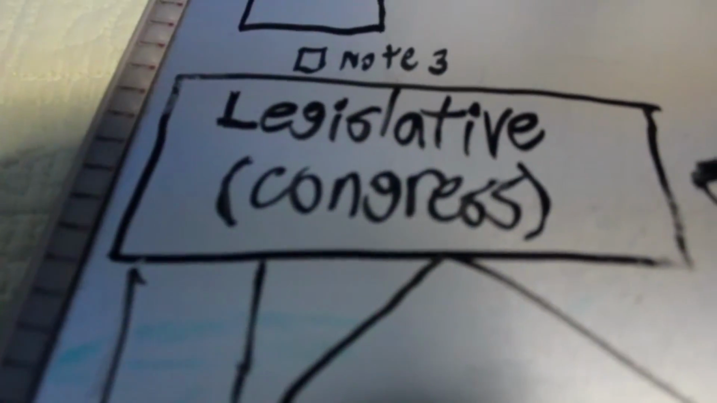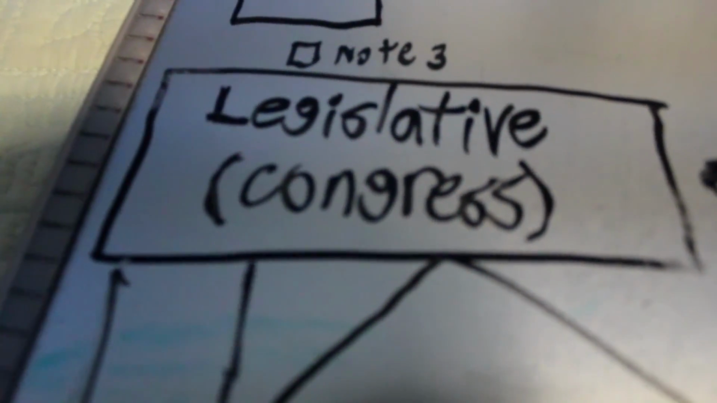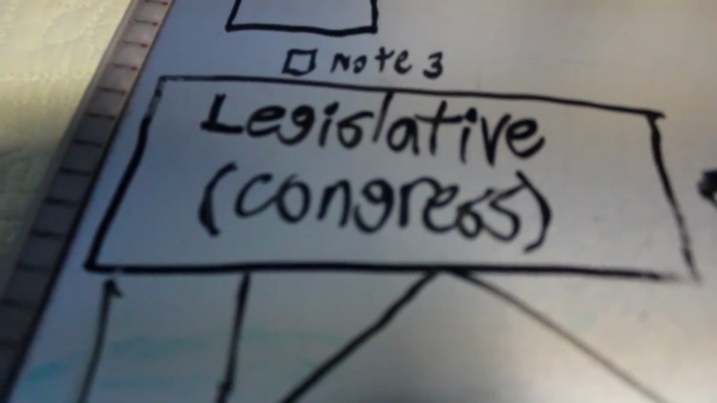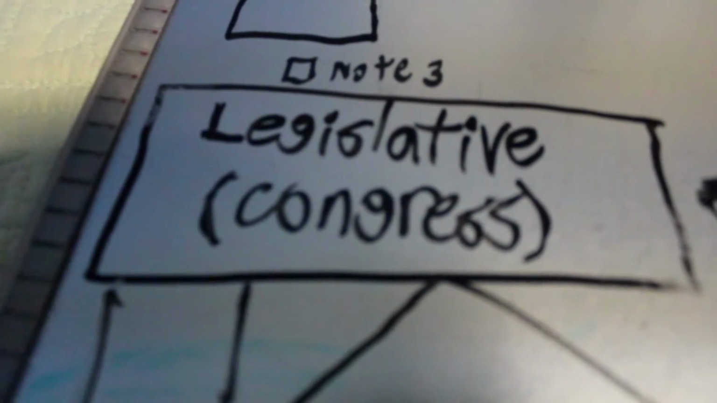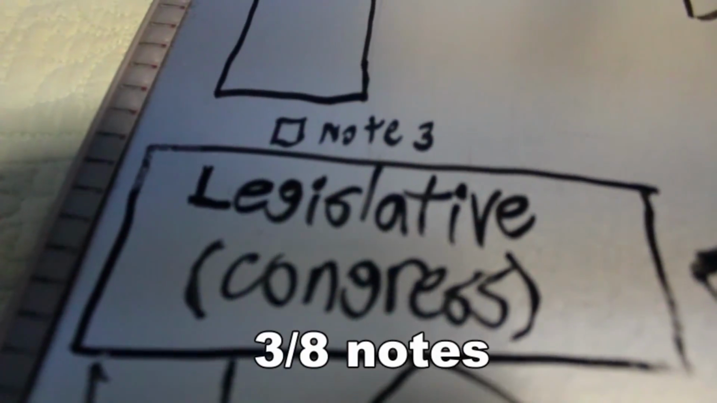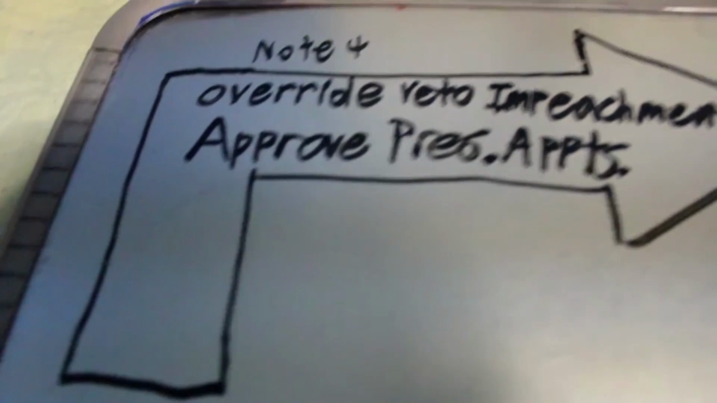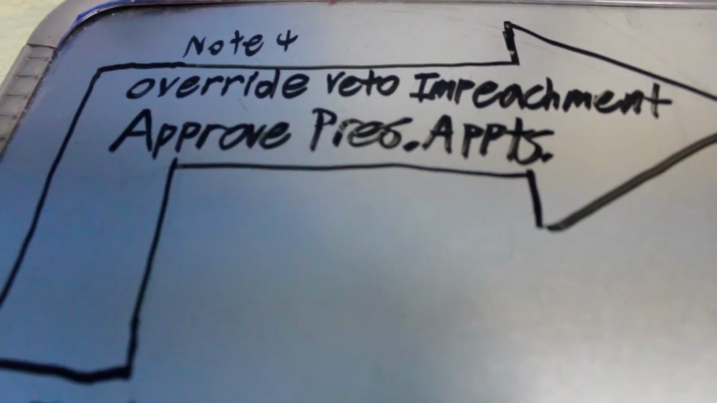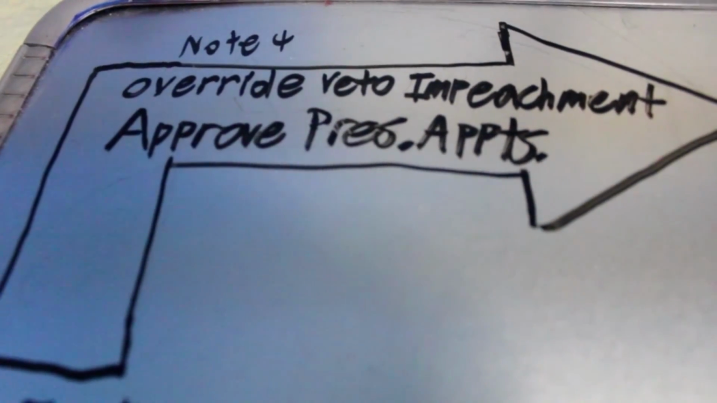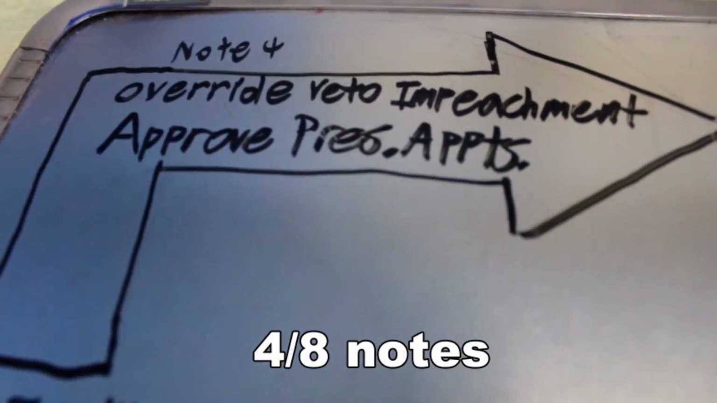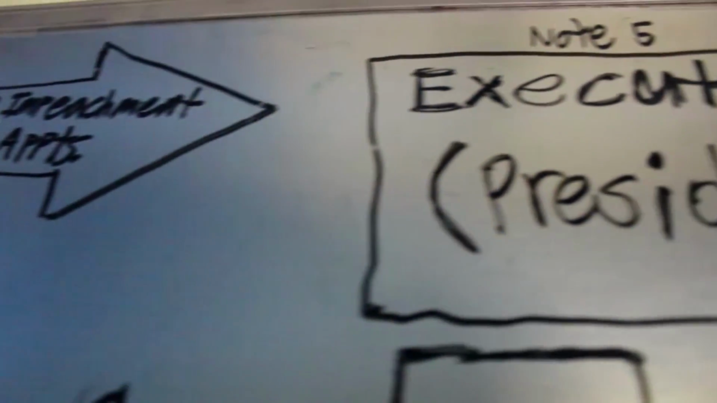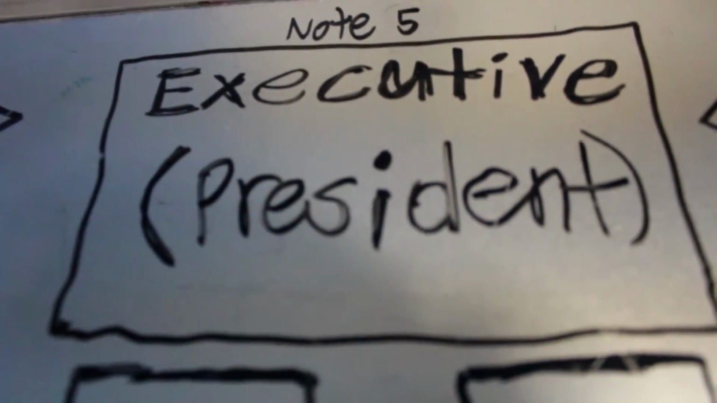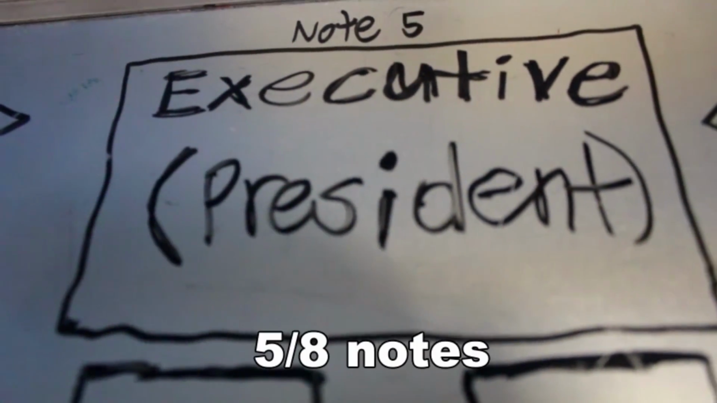Go to Legislative Congress. The third note. Leg note. Or left note, since it's on the left side of the map. So go up here. You got the fourth note over here, called Override Veto Impeachment. So you grab that note, go over here, go to Executive President, and you grab your 5th note automatically over there.